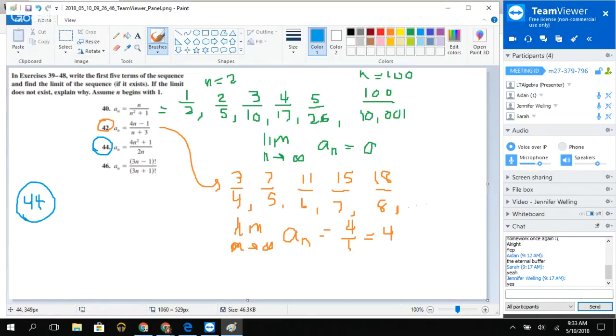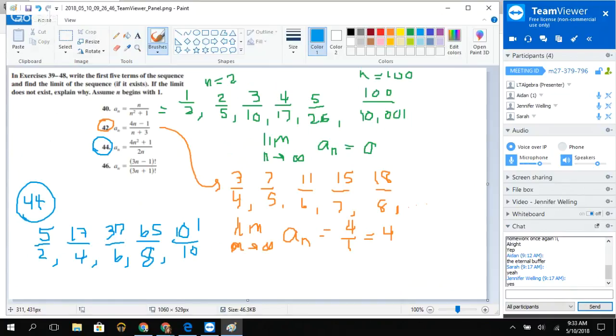Let's see what the first 5 terms are, just so you can see what it looks like. So number 44 is 5/2, 17/4, 37/6, 65/8, 101/10.